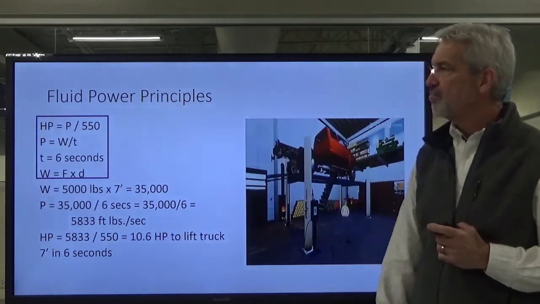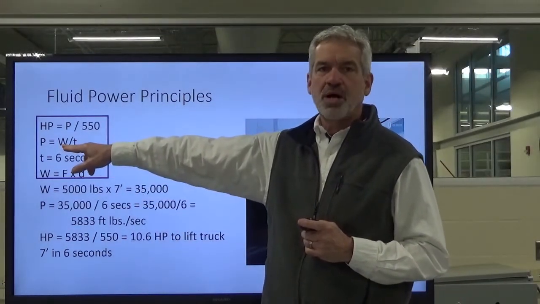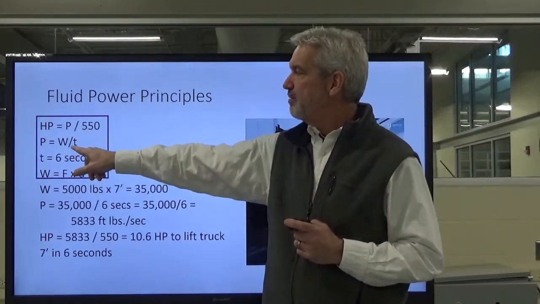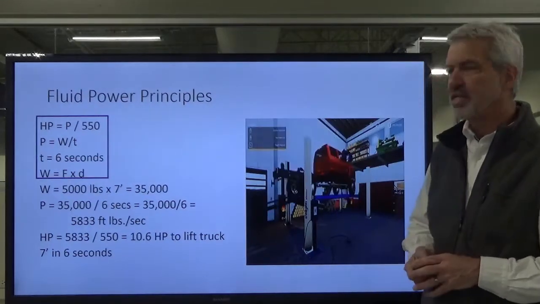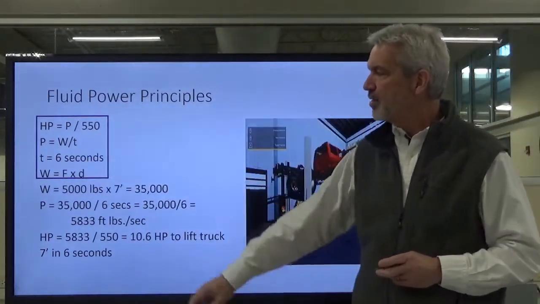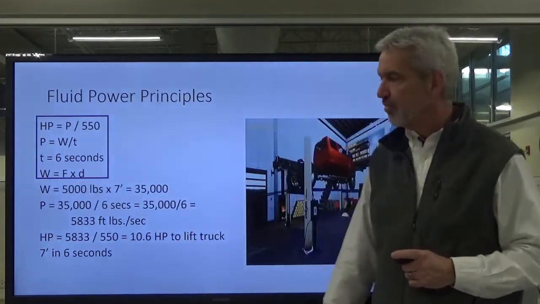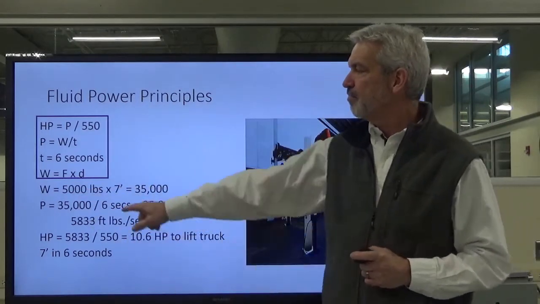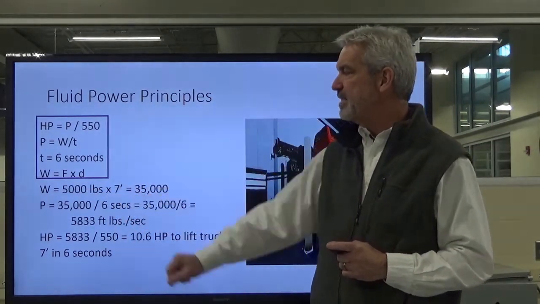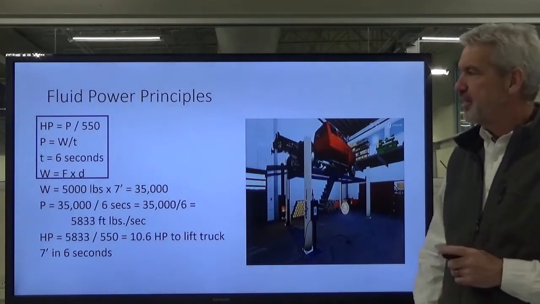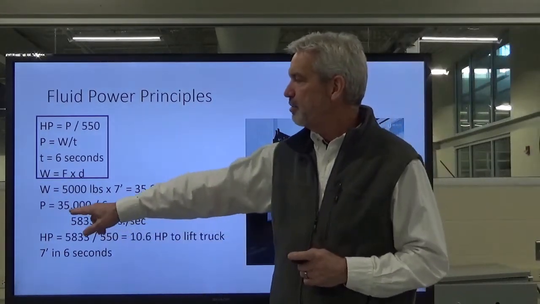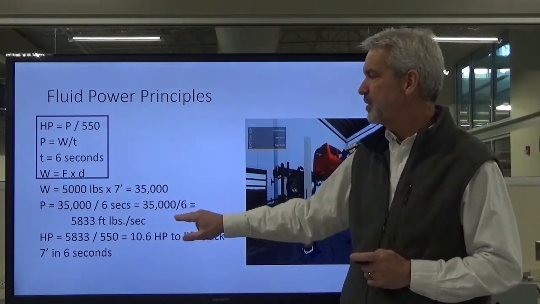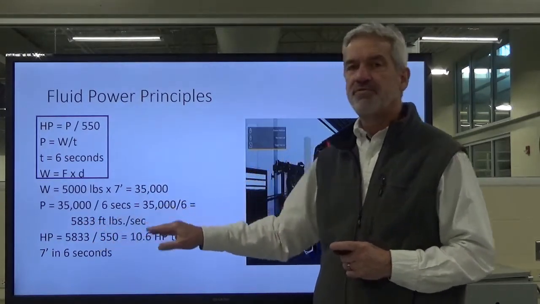550 is constant. We figured our power was the amount of work we're trying to do, which was 35,000 pounds, over a period of time. Okay, and I think we said it was going to be 6 seconds. So T is equal to 6. And there's our work formula if we have to go back there. But we know that work is a force of 5,000 pounds being lifted over a distance of 7 feet. That's 35,000 foot-pounds. We kind of did this formula already. And our power is going to be 35,000 divided by 6 seconds, which is 5,833 foot-pounds per second.